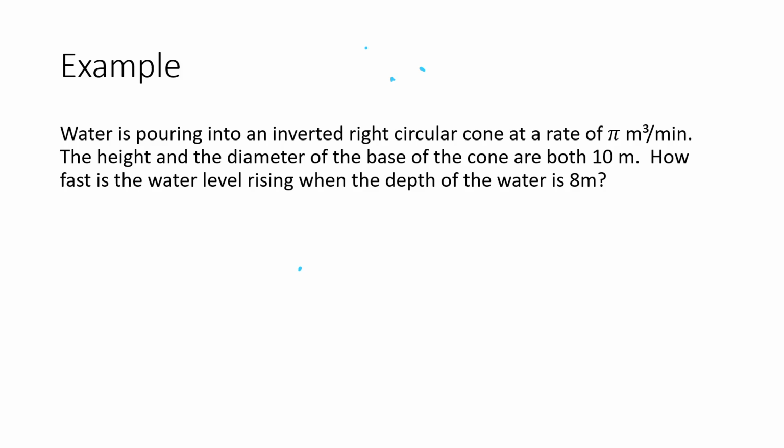Now, suppose we have water pouring into an inverted right circular cone at a certain rate. The height and diameter of the base of the cone are both 10. We want to know how fast the water level is rising when the depth of the water is 8 meters.